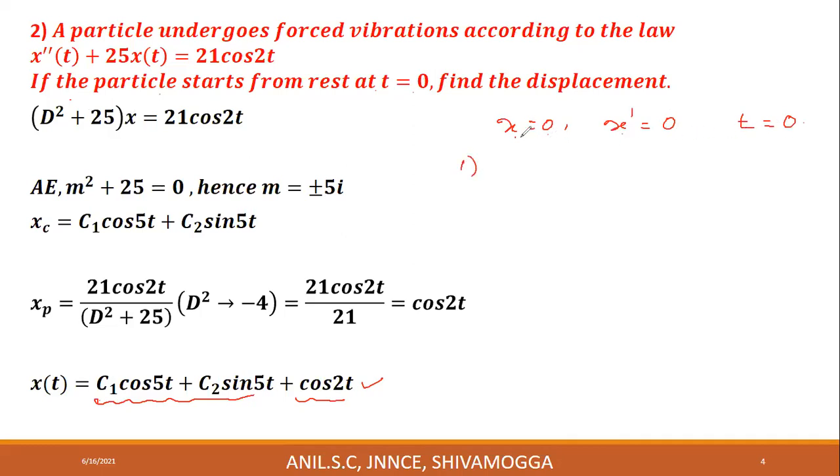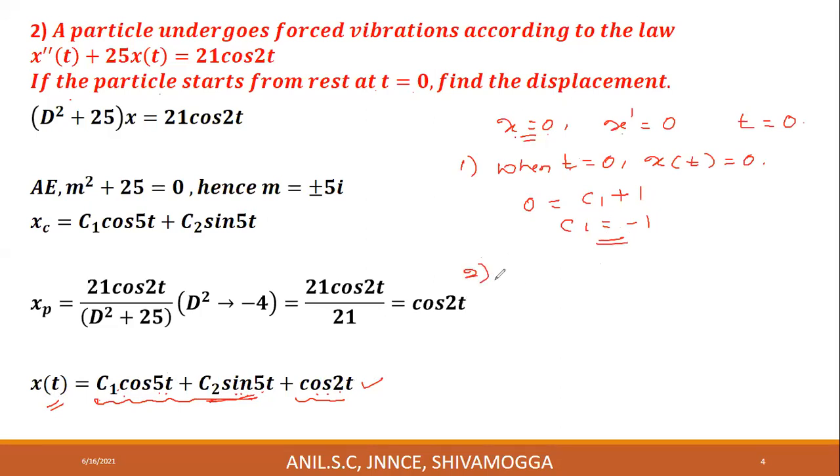First, we shall apply this condition. When time t is equal to 0, x of t is equal to 0. Substitute. When t is equal to 0, cos 5t will be cos 0. Cos 0 is 1. 1 into c1 is c1. Sin 5t will be sin 0. Sin 0 is 0. 0 into anything is 0. And cos 2t will be cos 0. Cos 0 is 1. Therefore, c1 is equal to minus 1.